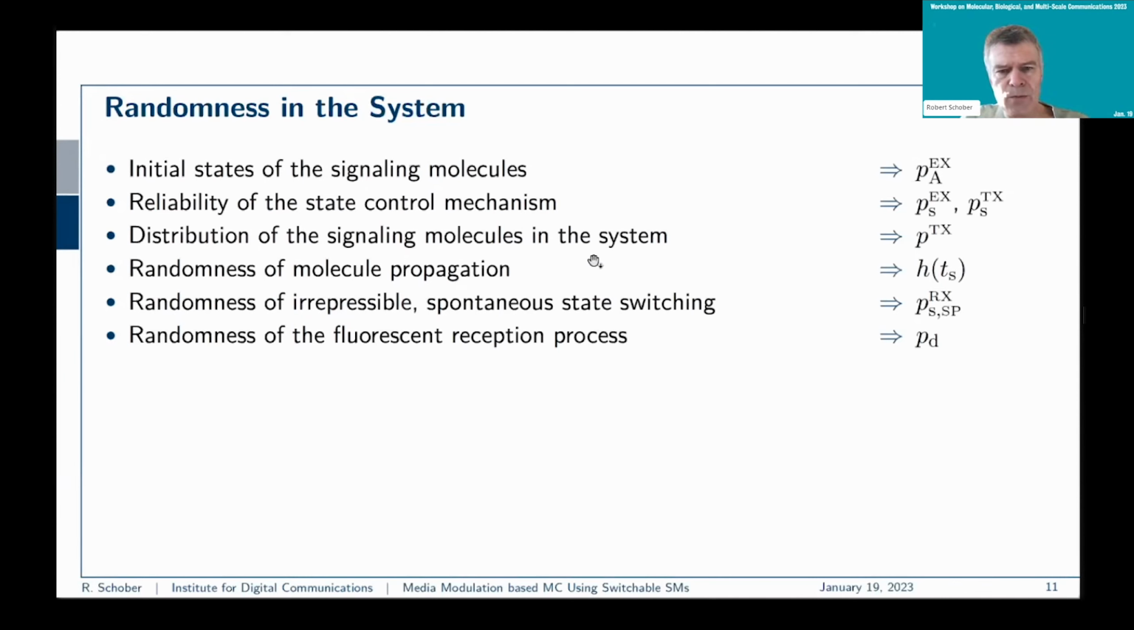The distribution of the molecules in the channel is random. You can only modulate those that are in the area where your transmitter is, so that's a random element. Then the molecule propagation is, of course, random because of the Brownian motion. There's a spontaneous switching, as I mentioned before, so the molecules may switch back to state A. That's a random element.